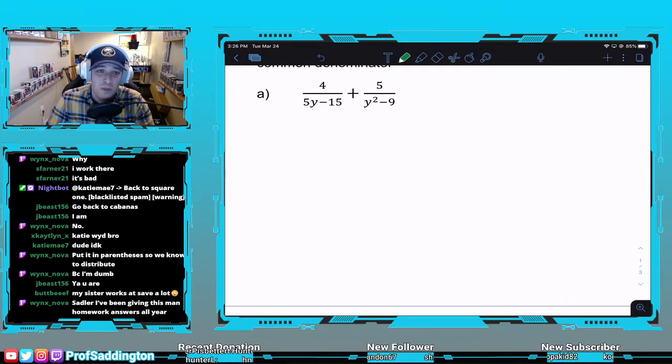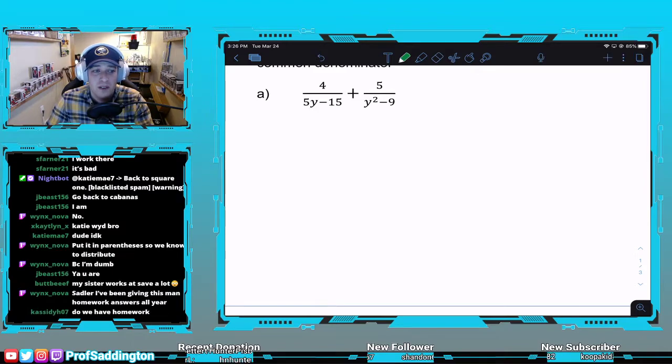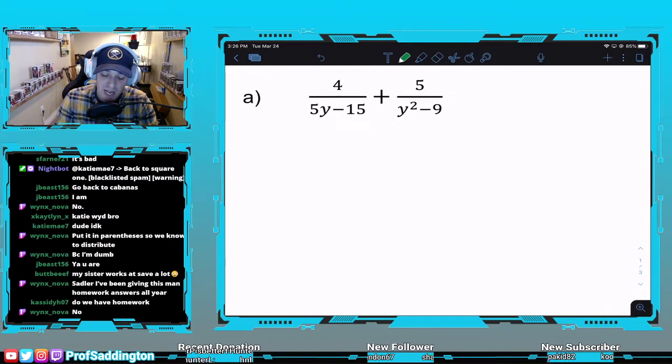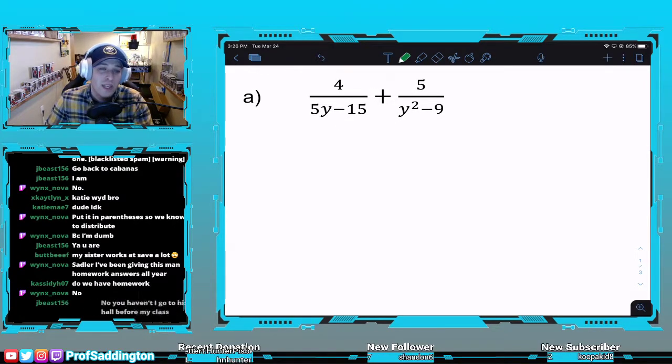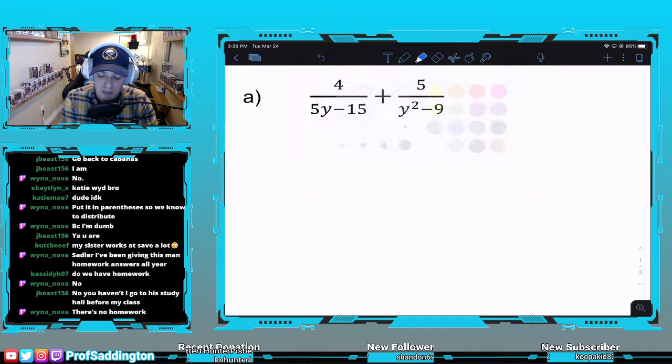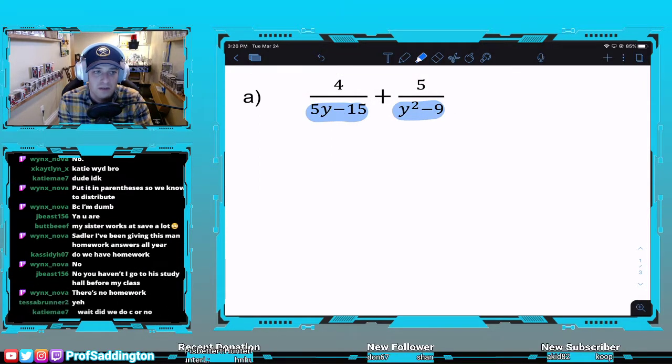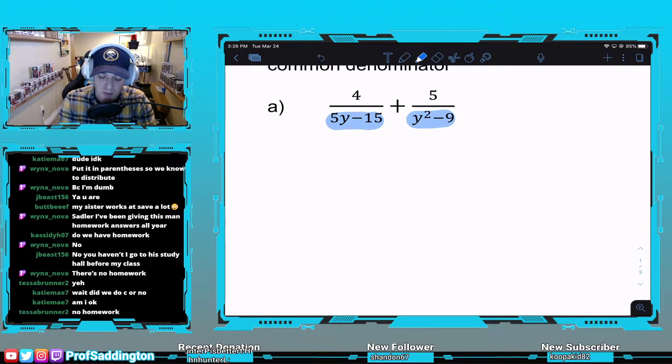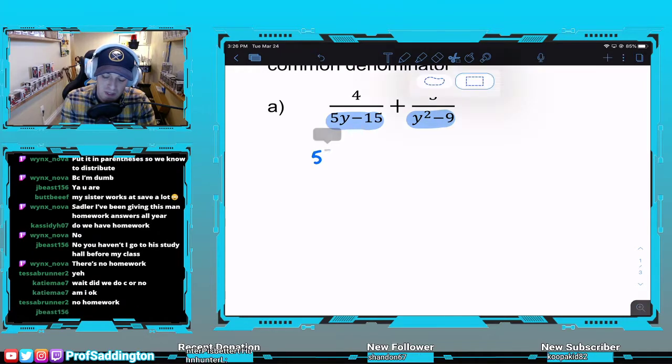All right, so if we look at part A, this one's a little bit different because you're going to notice there's a binomial on the bottom. All the ones that we did above, they have only single terms. So when you guys look at part A, what we need to do is we have to factor everything first before we find an LCD. So if you guys look at these denominators, they're not completely factored. So if I want to factor this 5y minus 15, I'm going to pull out the 5.